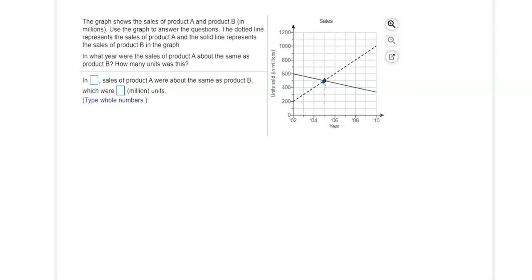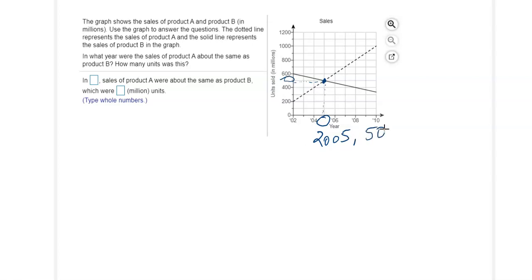So if I look down here to the x-axis, I get that it has this x coordinate here, which looks like the year 2005, right? This is 2004, this is 2006. So this would be the year 2005, all right? So that's the x coordinate. The y coordinate we would get by looking over here to the y-axis, and it looks like it's about right here between 400 and 600.